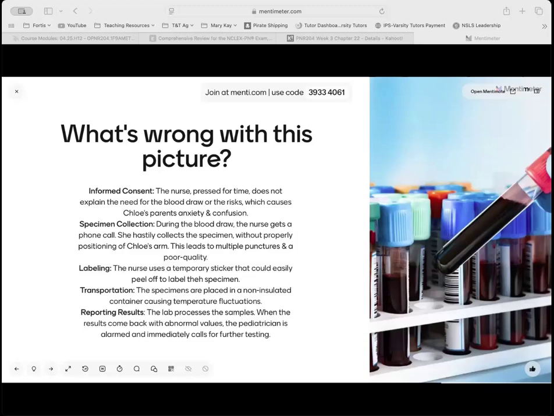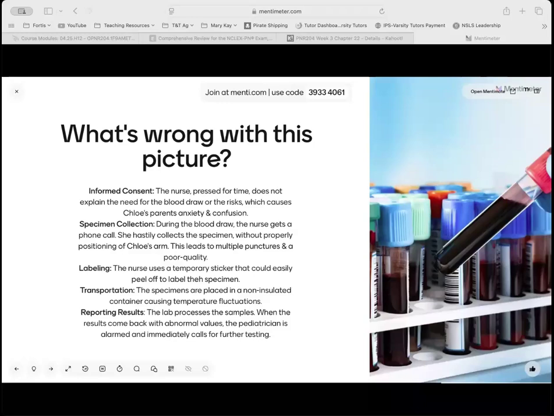Don't take a phone call in the room. Yeah, we don't need to be juggling the phone and trying to draw labs or doing any procedure. If we absolutely had to take that phone call, what should we have done? Walked out of the room and excused yourself for a moment. Yeah, if that lab was time sensitive.